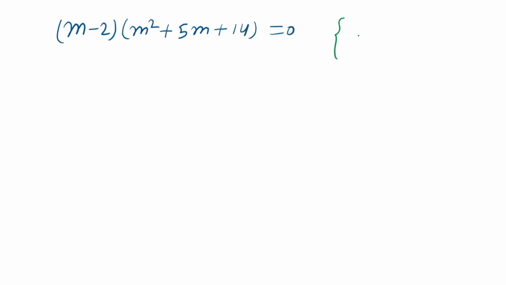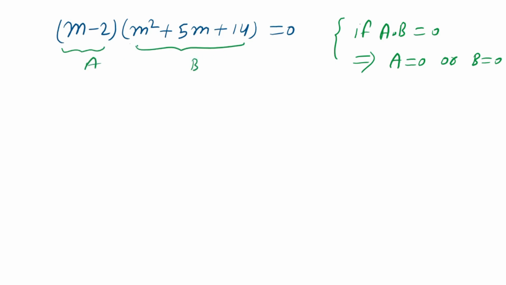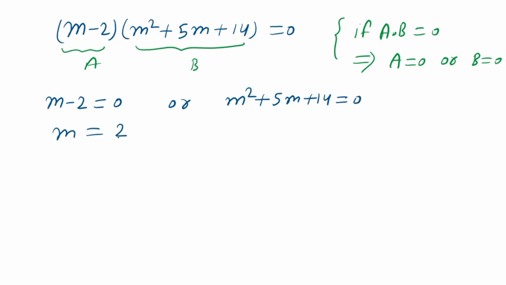If we apply the rule that if a times b equals 0, this implies a = 0 or b = 0, where this expression is a and this expression is b, then m − 2 = 0 or m^2 + 5m + 14 = 0. Here the value of m is 2.